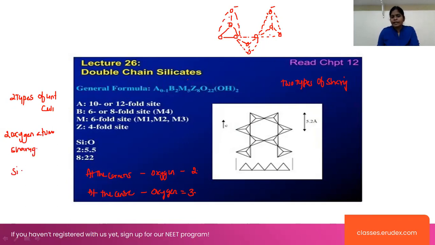Then we will write Si and total oxygens. 2 oxygen atoms are sharing here and 2 oxygen atoms are completely contributed. That means we will take SiO3. And what are the charges here? Only 2 oxygens are carrying the charges. That's why we are taking SiO3 2 minus here.